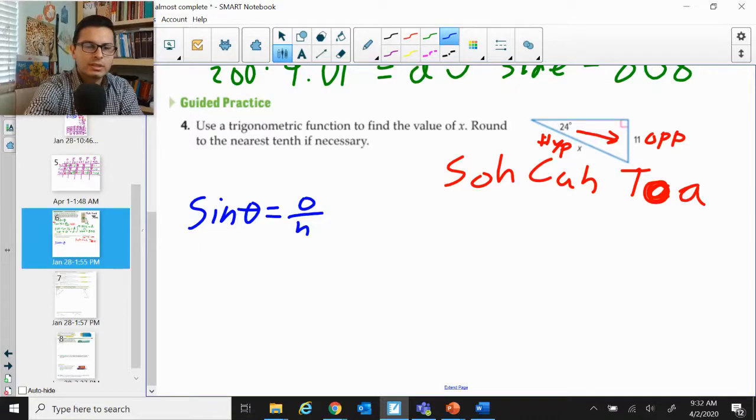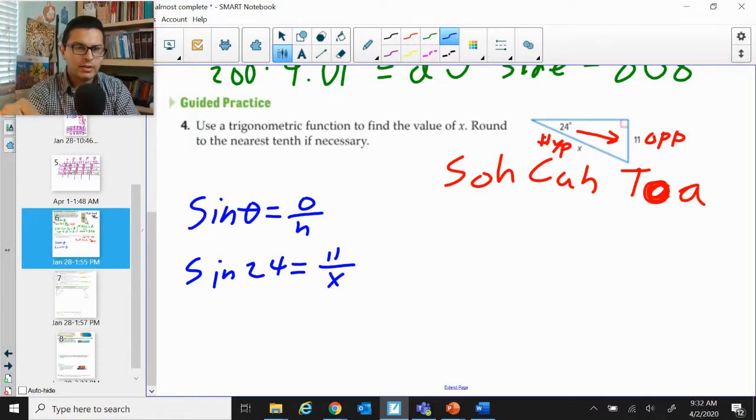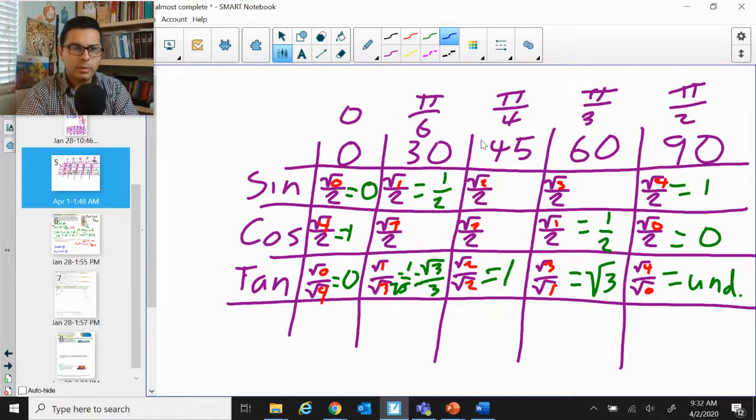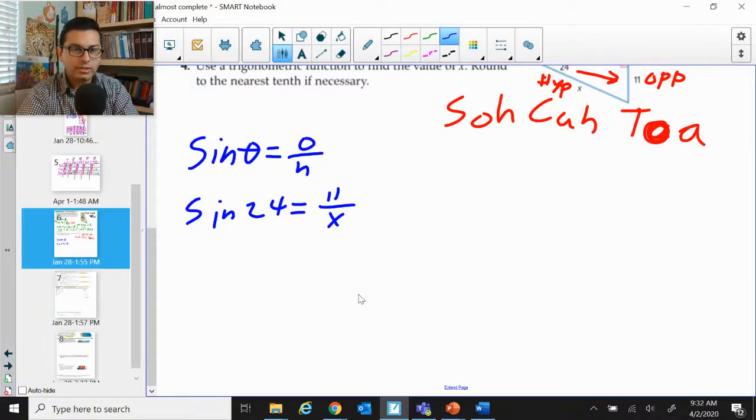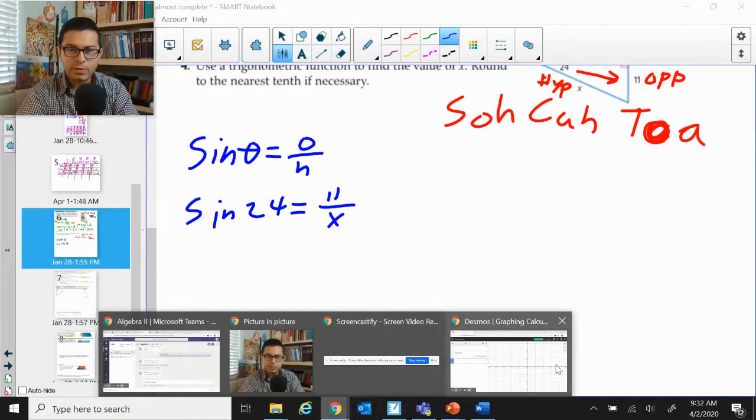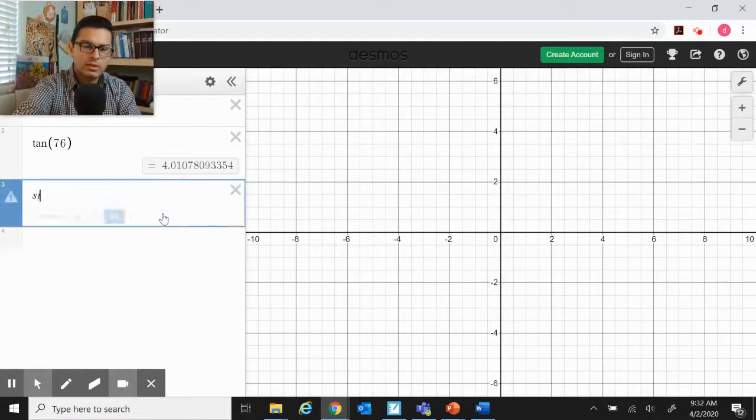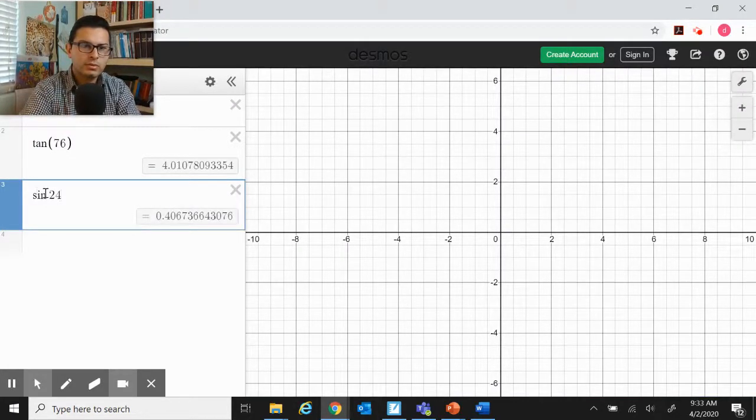So we're going to use blue and say sine of theta equals opposite over hypotenuse. Our opposite is 11, so sine of 24 is going to equal 11 over our hypotenuse x. All right. Now, remember last time we looked at our chart and sine of 24 does not come up here. So we're going to go ahead and just type this into our calculator. Let's pull up our trusty Desmos. Sine of 24, making sure that this is in brackets.